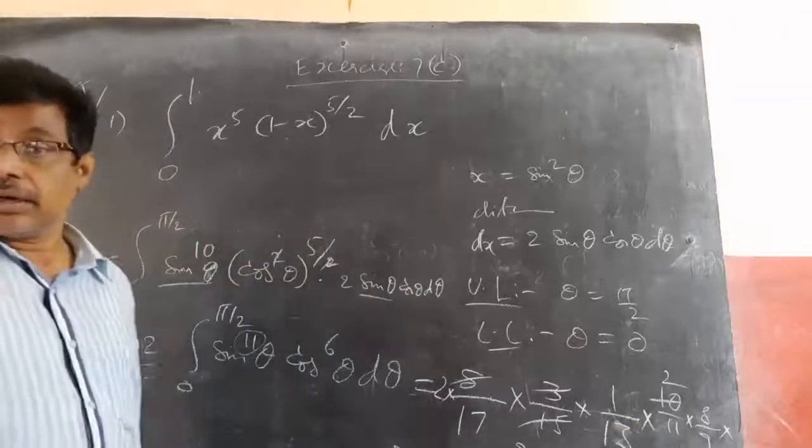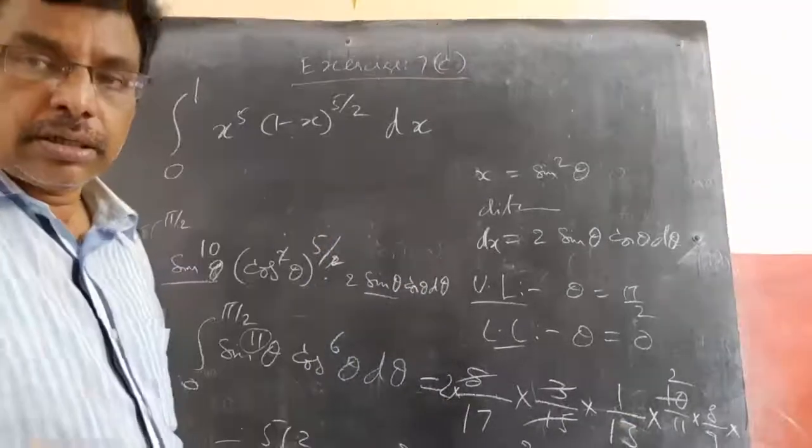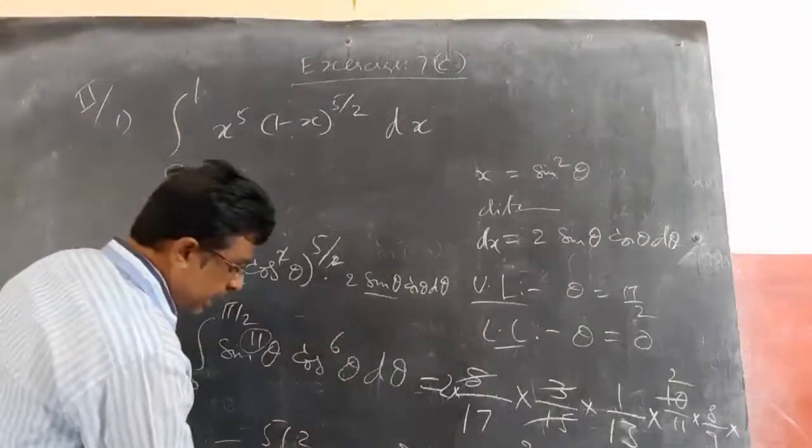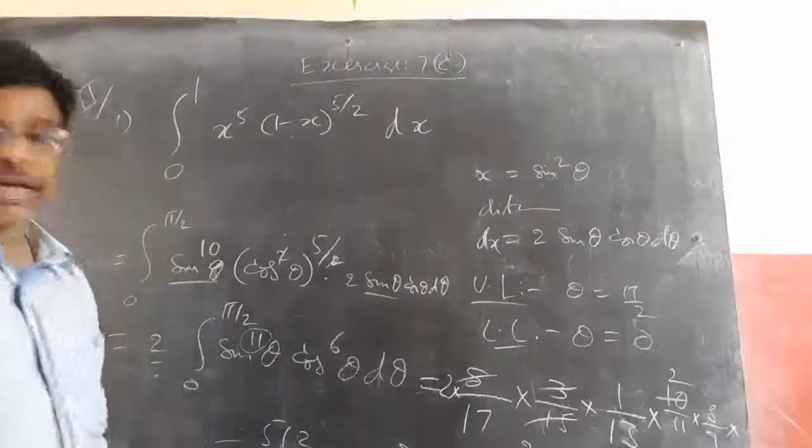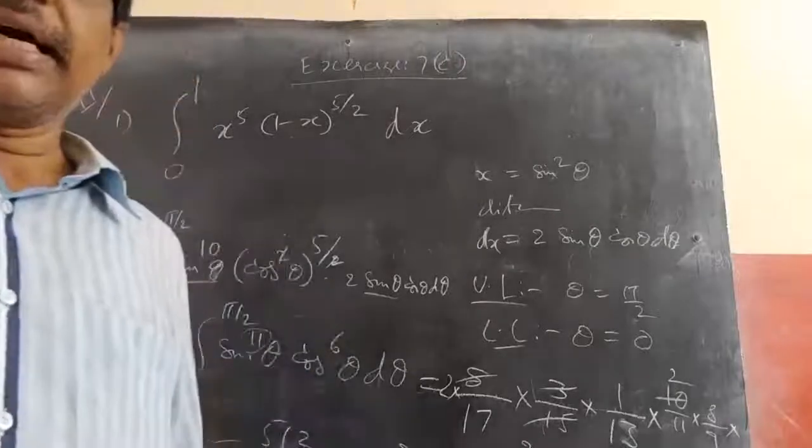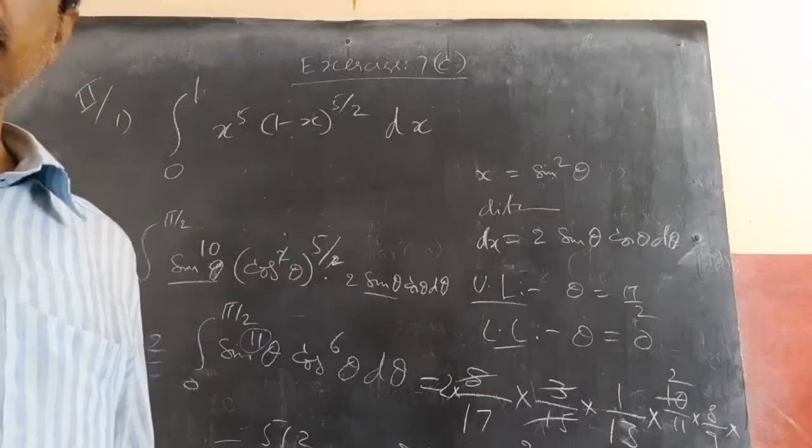What is that? 512 divided by 153. 153 is the final result we are going to get.